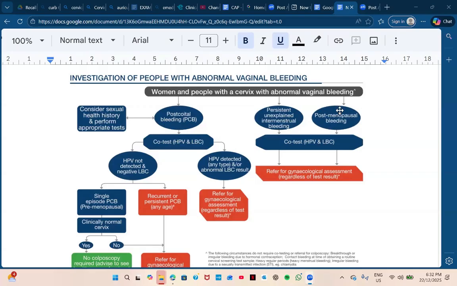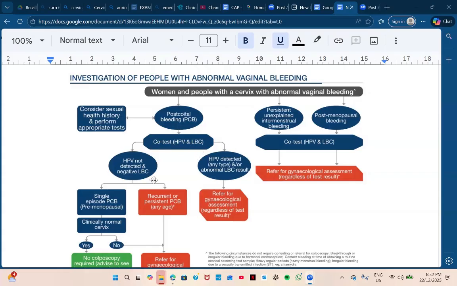But our patient doesn't have postmenopausal bleeding. Our patient has postcoital bleeding, right? This is something else, but usually they ask from this part as well. For postcoital bleeding, also consider sexual health history and perform appropriate tests. And for postcoital bleeding, they also have to do the cervical screening test, HPV and LBC.